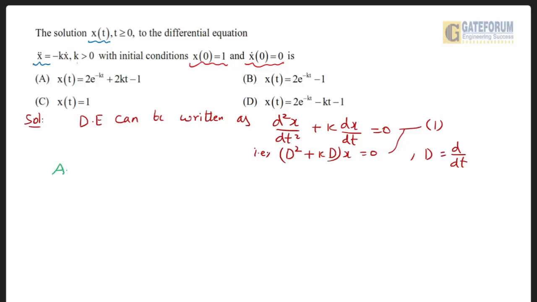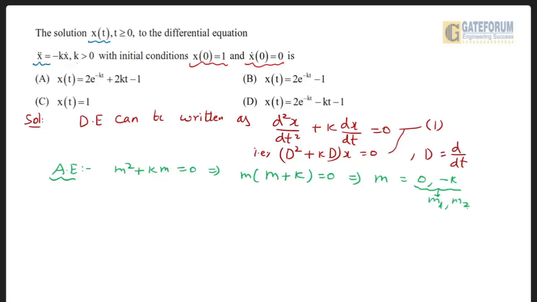Auxiliary equation: putting D is equal to m, we can write m square plus k m is equal to 0. M is common, so m into (m plus k) equal to 0. From this, the m values are 0 comma minus k. Comparing with the nature of the roots m1 comma m2, these are distinct roots.